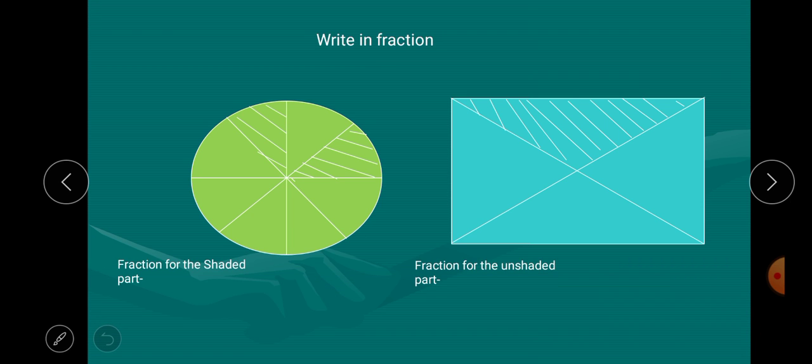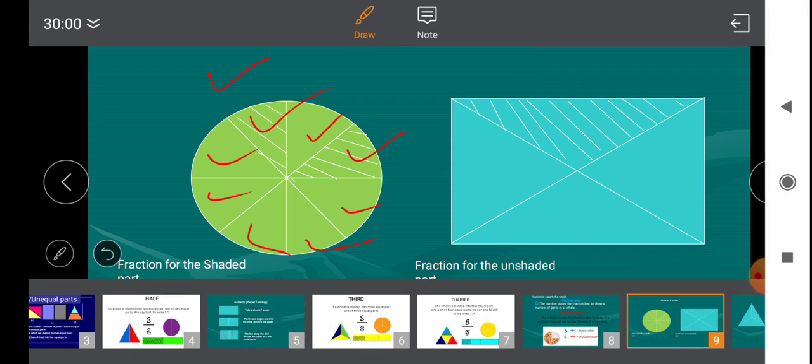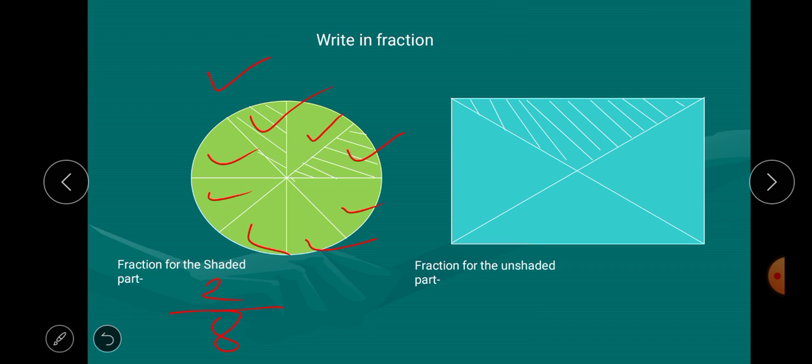Now we will see how to write a fraction if an object is given and it is divided into some parts. Like you can see in this circle, we have to write the fraction for the shaded part. First we will count how many parts of this circle are done. 1 2 3 4 5 6 7 and 8. So 8 parts in total are done for this circle. So we will write 8 below the fraction line, and out of these 8 parts 2 parts are shaded. So the fraction for the shaded part will be 2 by 8.